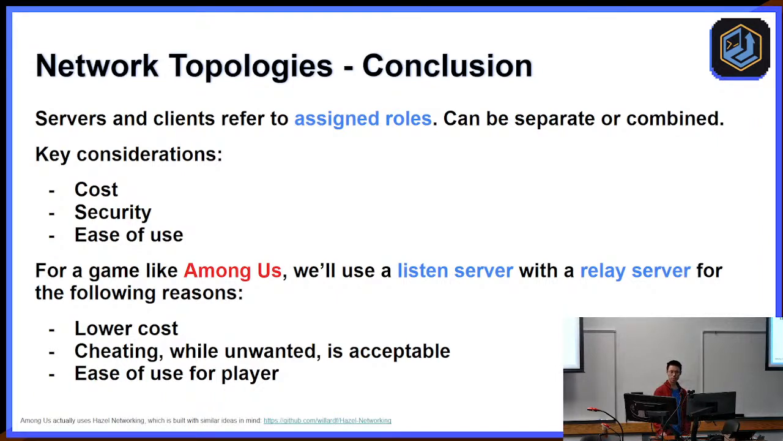Key considerations that affect how you choose your network topology are cost, security, and ease of use. For a game like Among Us, we'll use a listen server or a relay server for the following reasons. It's lower cost, and cheating, while unwanted, is acceptable for a game like Among Us. Usually you just go to a different lobby or kick that player out, something like that.